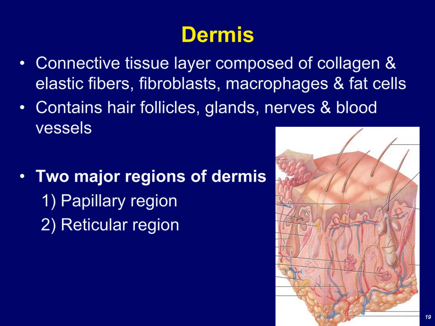Now that we've talked about the epidermis, we're going to go on to talk about the dermis. So the dermis is the layer beneath the epidermis, and the dermis is composed of connective tissue. There are two different regions of the dermis, the upper papillary region and the lower reticular region.